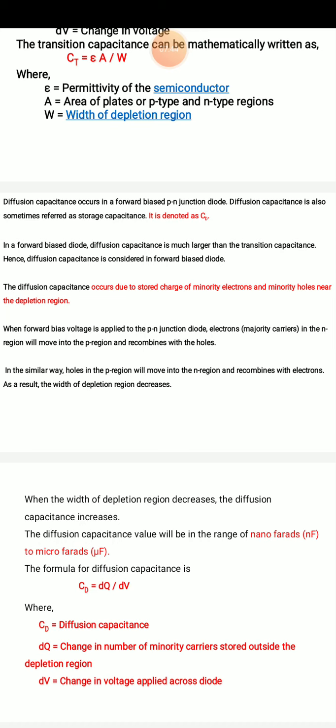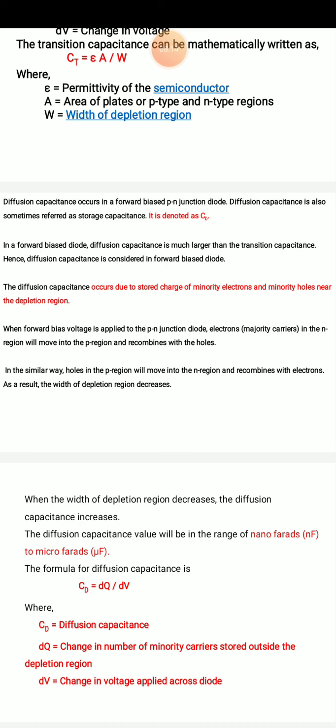When forward bias voltage is applied to the PN junction diode, electrons, that is the majority carriers in the N region, will move into the P region and recombine with the holes. Similarly, the holes in the P region will move into the N region and recombine with electrons. As a result, the width of the depletion region decreases. We know that already, in forward biasing mode the width of the depletion region is very small and very low.